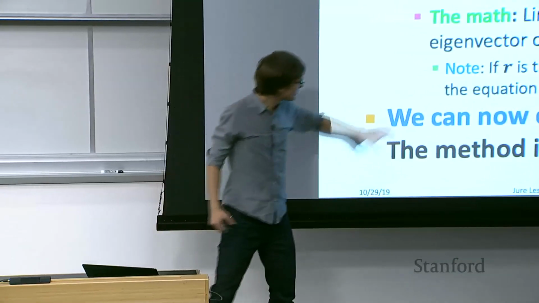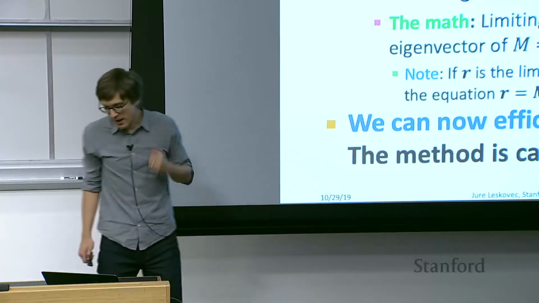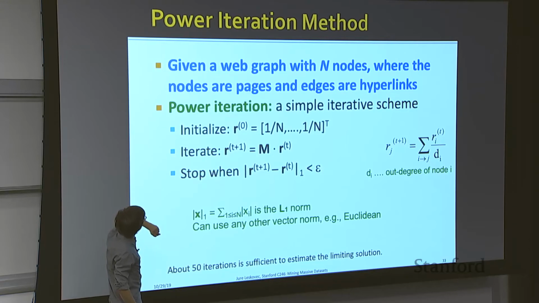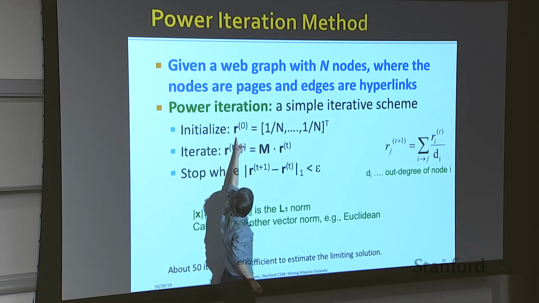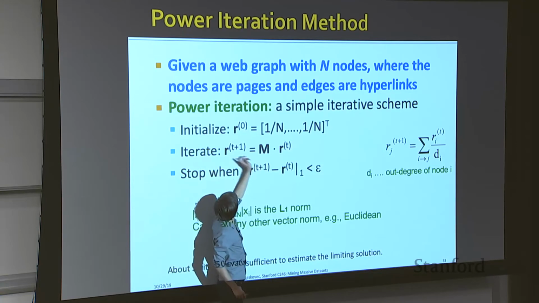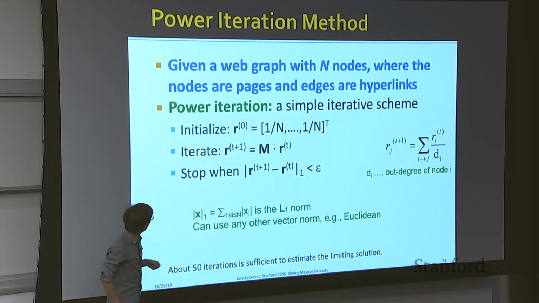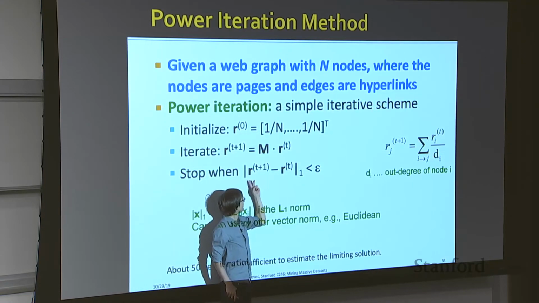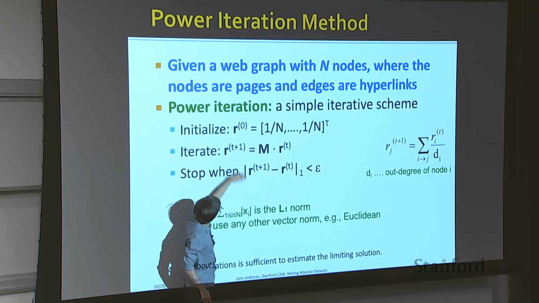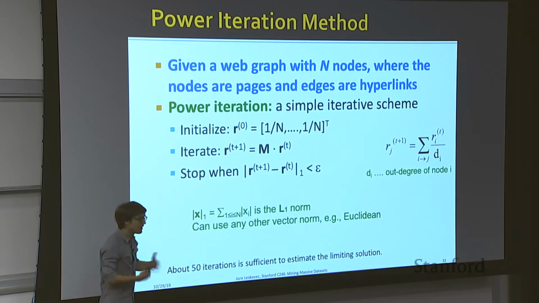So now this means that we can efficiently solve for R, and this method is called power iteration. Let me tell you what power iteration is. Given a graph with n nodes, all we do is the following. We initialize R0 to be some vector, let's say 1 over n, just uniform. Then we iterate R at t plus 1 equals M times R at t, and keep iterating until we converge. What does it mean to converge? The difference between the vector at time t plus 1 and the vector at time t is less than epsilon. In practice, this iteration will converge in about 50, 100, or about 100 iterations, and will be done.